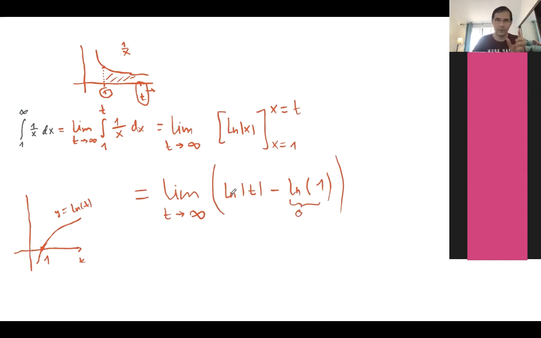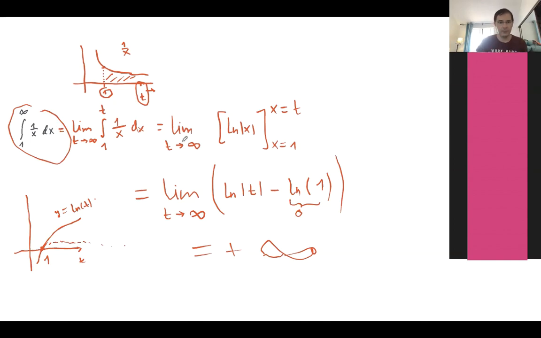But now, also a question for you. What is happening with the function ln of t when the input goes all the way up to infinity? Going to infinity. Infinity. Perfect. The function does the same. When the input goes to infinity, the output does the same. So this limit is equal to positive infinity. So this improper integral does not converge to anything. It's divergent.